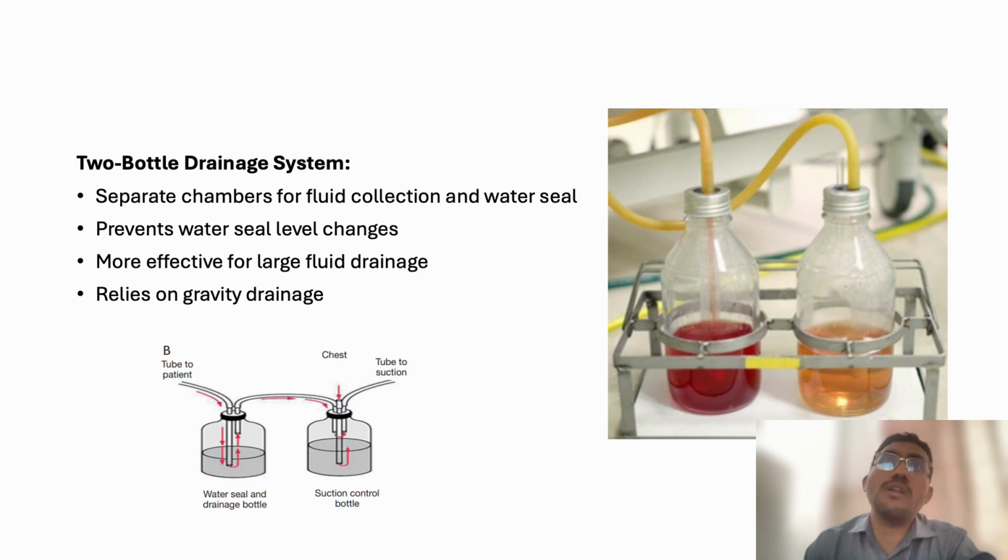And in the first bottle, there is the water seal, which prevents the air going back into the chest cavity, and in the first bottle itself the drainage also occurs. So this also relies on gravity drainage, and this system is useful for drainage of a large fluid volume, as there will always be the maintenance of a small air fluid level.